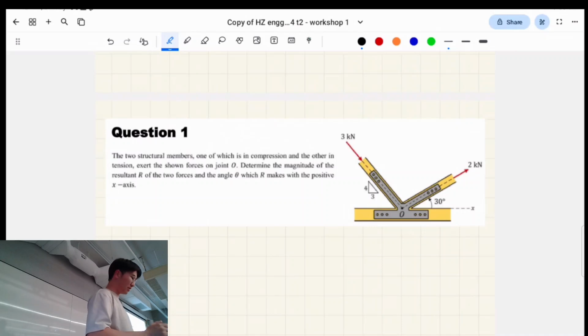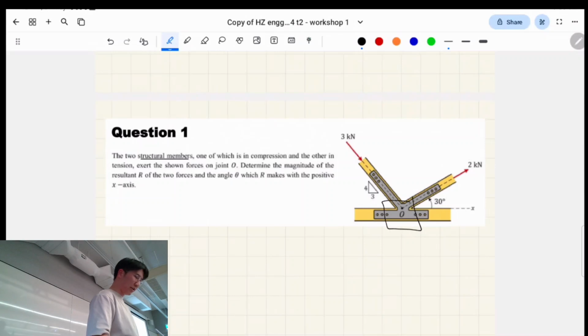So all the information that it's telling us right now is that this member, the one in the top left, is in compression, and this member is in tension, okay? So those are the two structural members they're referring to, but they're actually truss members, yeah?